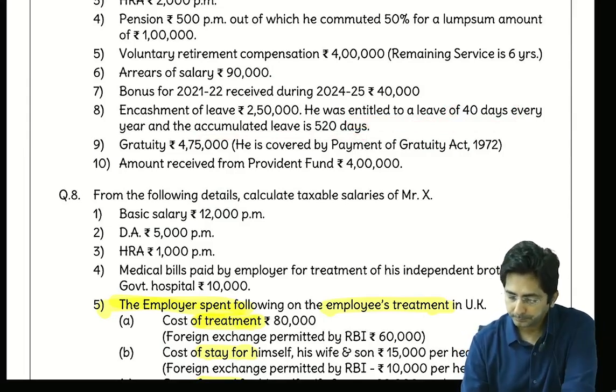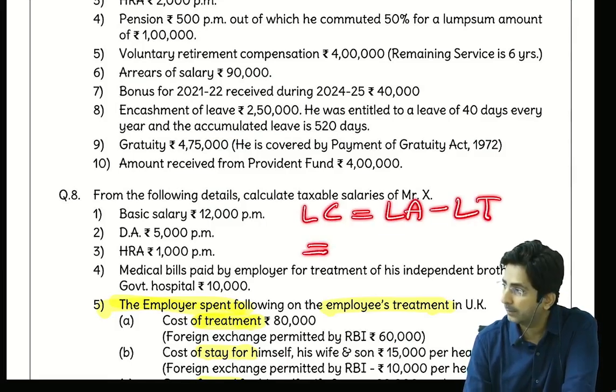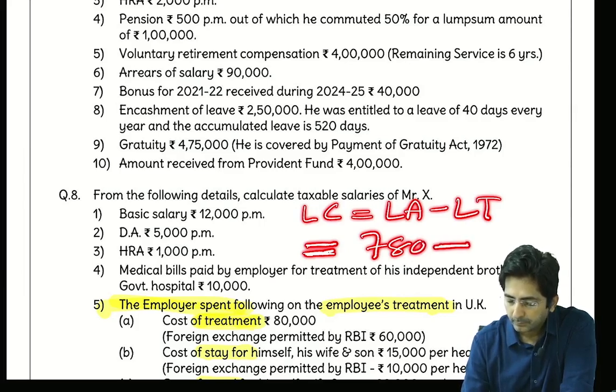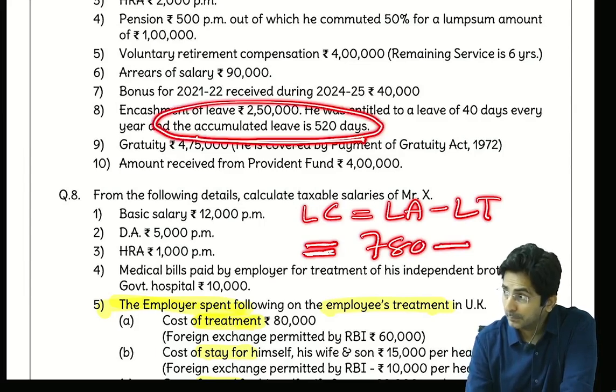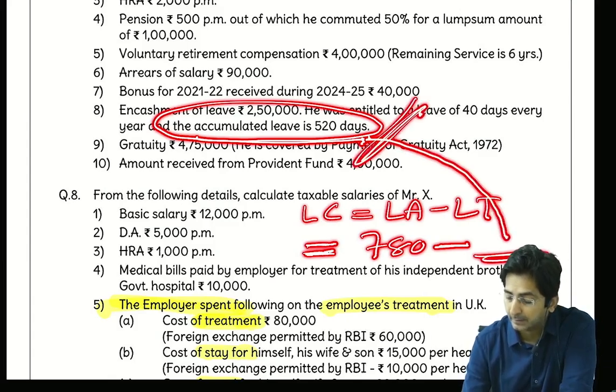Tell me. First, leave credit is equal to leave allowed minus leave taken. So what is leave allowed? 30 into how many years of service? 30 into 26, 780 days is leave allowed. And what is leave taken? Where did you get this from? What is the mistake of the student? Students take this 520 days as leave taken. That's wrong.